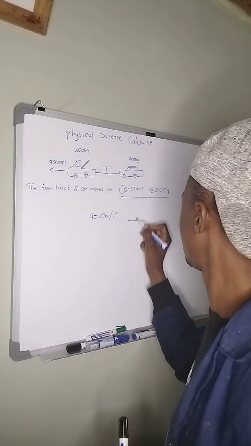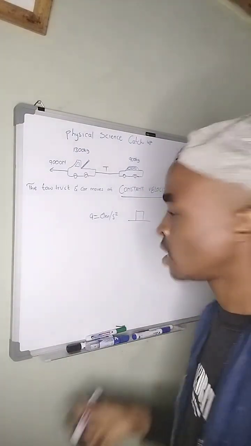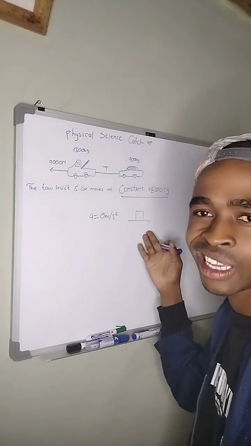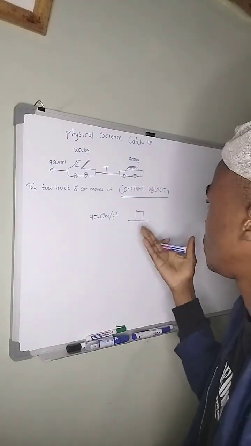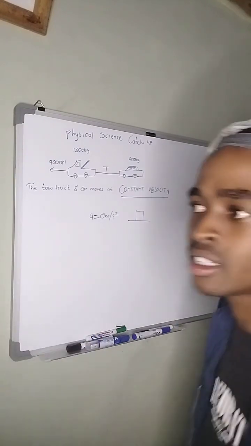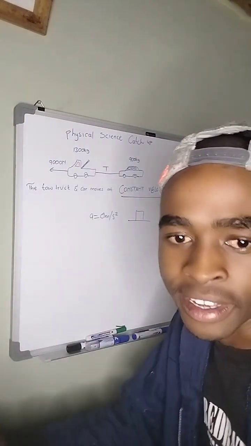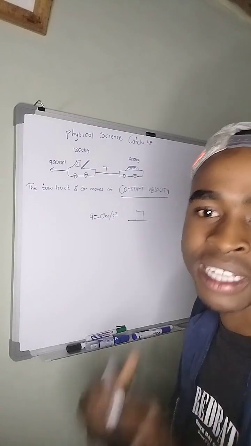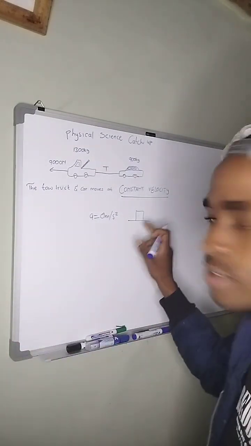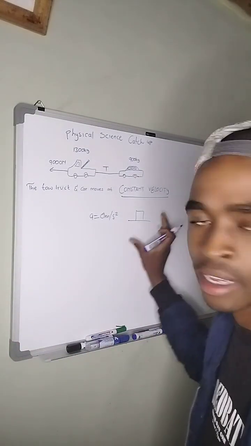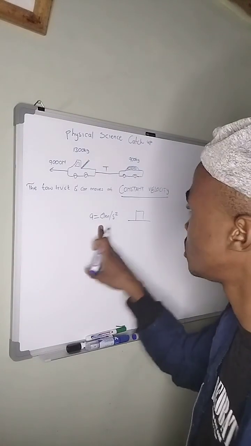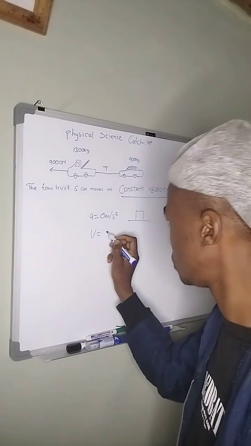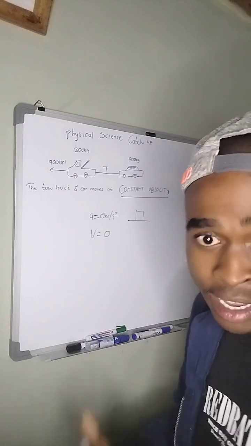You can leave your phone on the table. You can leave a car on the street, and unless you come and drive it, guys, if no one comes and interferes with this car, it will remain there. Because of why? The acceleration is 0, the velocity is 0.